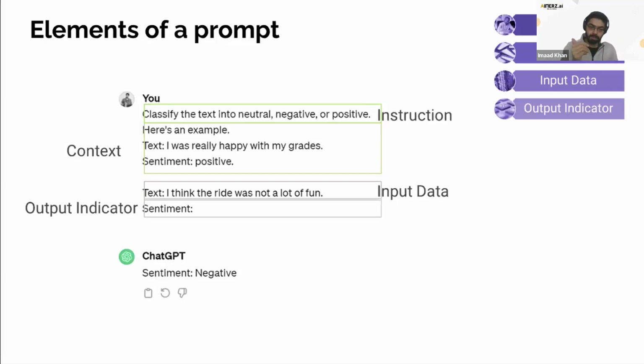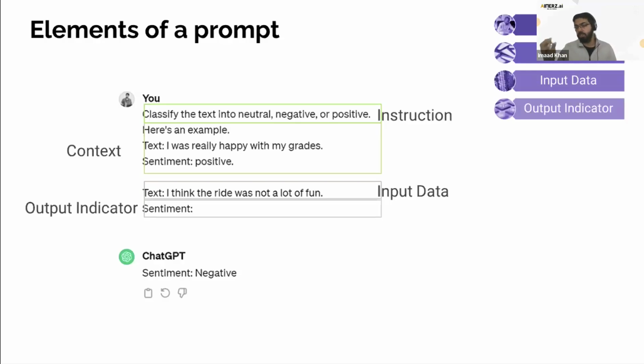So what I'm trying to say is, based on your task, sometimes the output indicator is important, sometimes it is not; sometimes your context is important, sometimes it's not. But if you are trying to categorize or classify, then the best outcome for you is to provide instruction, context, input data, and output indicator. So these are the elements of a prompt.